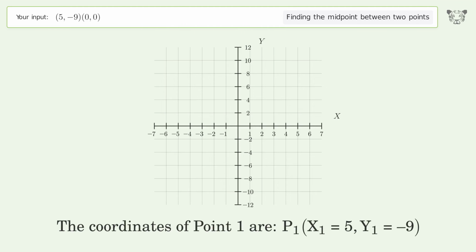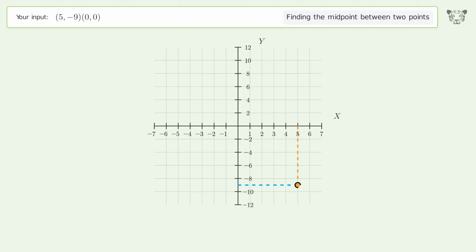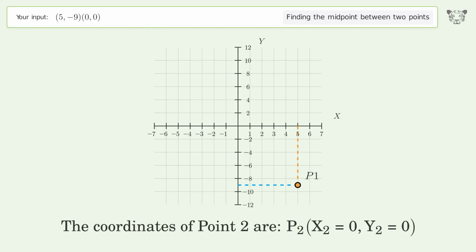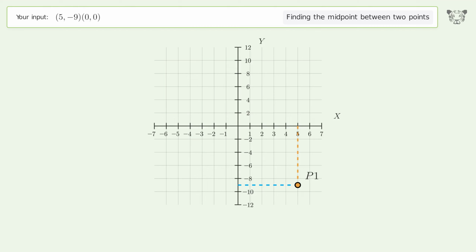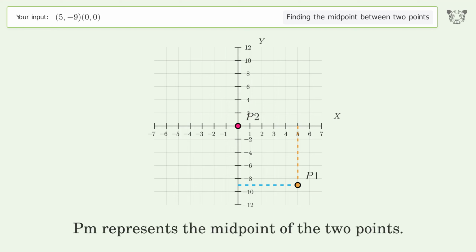The coordinates of point 1 are, x1 equals 5, y1 equals negative 9. The coordinates of point 2 are, x2 equals 0, y2 equals 0. PM represents the midpoint of the 2 points.